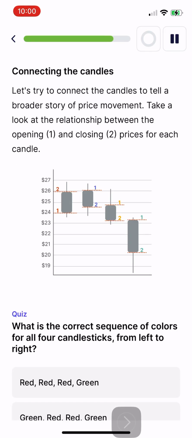Let's try to connect the candles to tell a broader story of price movement. Take a look at the relationship between the opening and closing prices for each candle. What is the correct sequence of colors for all 4 candlesticks, from left to right?